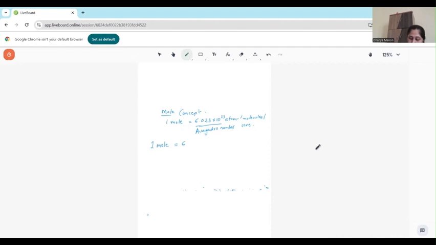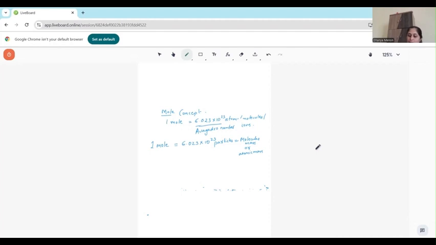6.023 times 10 raised to 23 particles, I'm writing. They can be atoms, molecules or ions. What is the weight of this many particles? What is the weight of 1 mole of any substance, or the weight of 6.023 times 10 raised to 23 particles? It is equal to the molecular mass if it's a molecule, or the atomic mass if it's an atom.